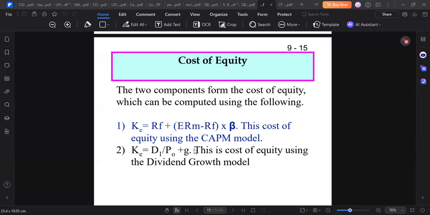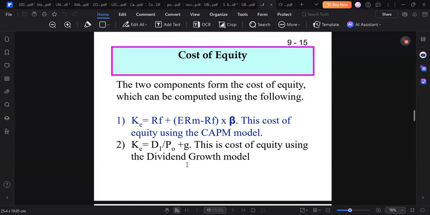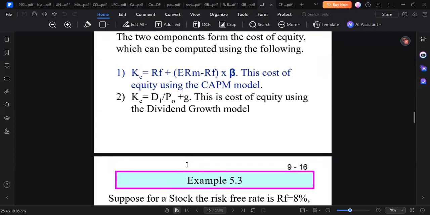So equity holders or investors will expect two types of returns, the dividends and the capital gains, which is simply the increase in the share price. So we calculate them using what? Those formulas: the risk-free rate plus expected market return minus risk-free rate times beta. And the other one is the dividend model, or the Gordon's model, which is given by that formula. So these formulas, you need to know them. This is also called the Gordon's model.